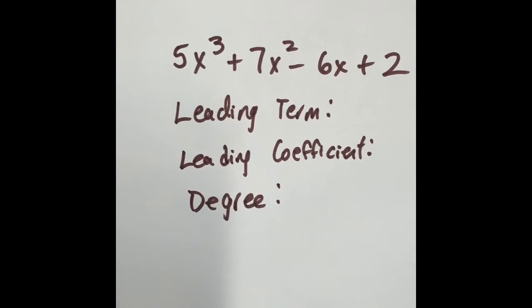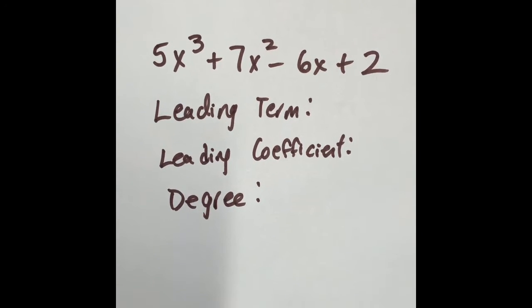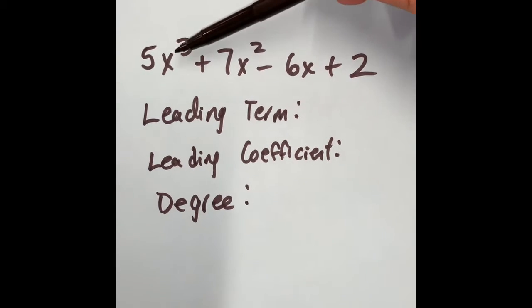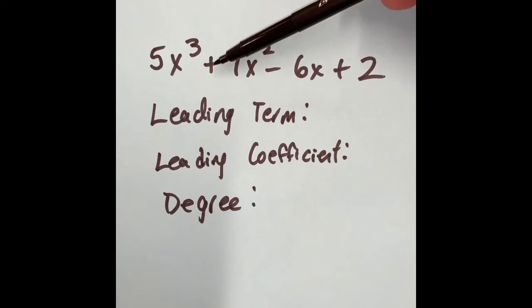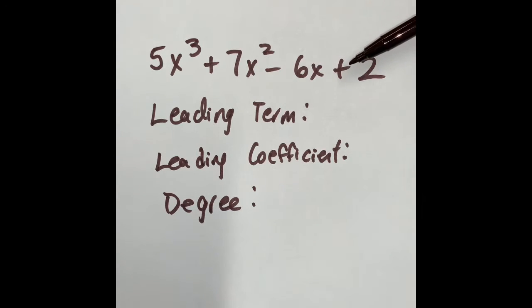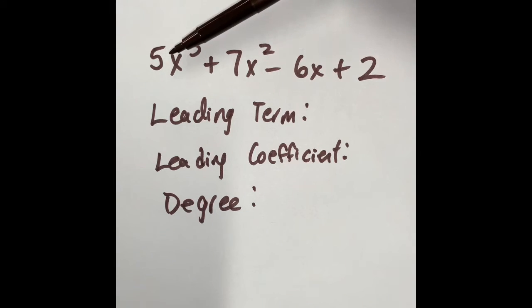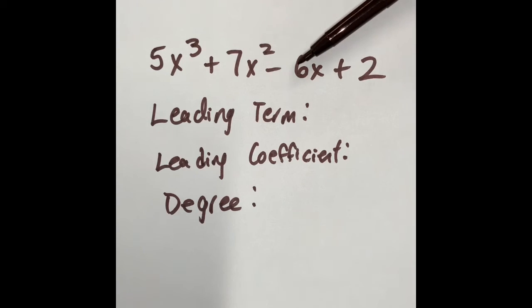5x to the 3rd plus 7x squared minus 6x plus 2. This polynomial has 1, 2, 3, 4 terms. Remember, terms are separated by plus or minus signs. The coefficients would be the numbers in front of our variables: 5, 7, and negative 6. The constant term would be the term without a variable, and in this case, the constant term is 2.